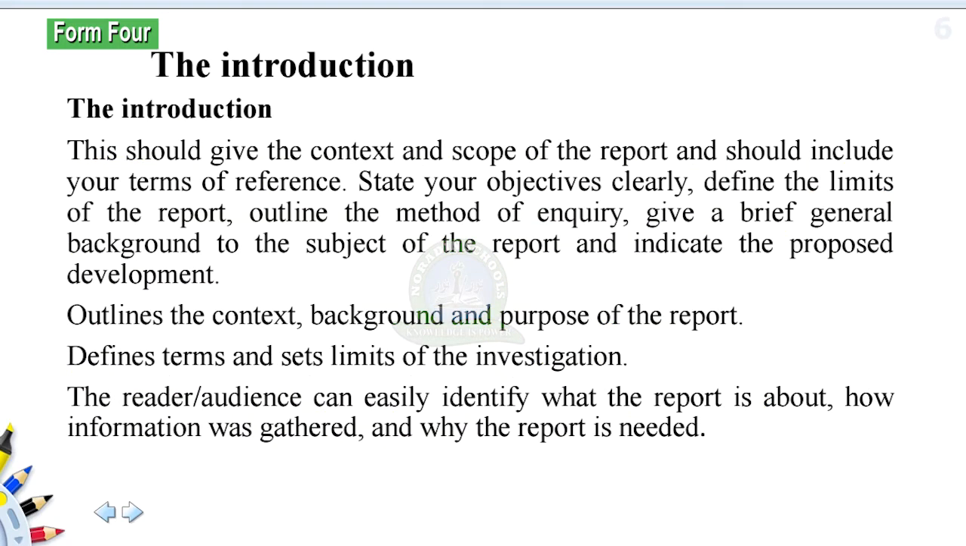What about the introduction? Also, it's very important. Introduction and executive summary are separate. So the introduction should give the context and the scope of the report. It tells us the context and the scope of the report and should include your terms of reference. State your objectives. What is the objective of your report? You're going to define it in the introduction. Define the limits of the report. What were the limitations of your report?